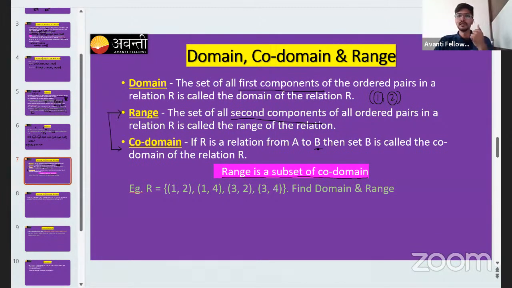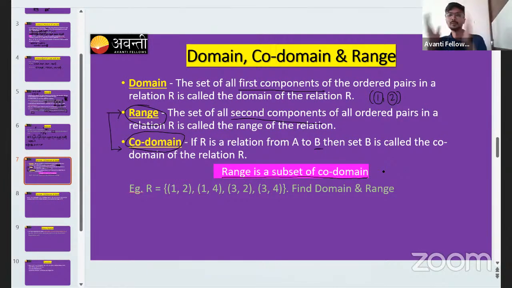Obviously, all the elements of set B will not be in my relation. So only some elements from set B will be there in my relation, and those elements are the range. But the entire set B, with those elements and the remaining elements, will be my codomain. Now this will become very clear if we take just an example. Just remember, range is always a subset of codomain.